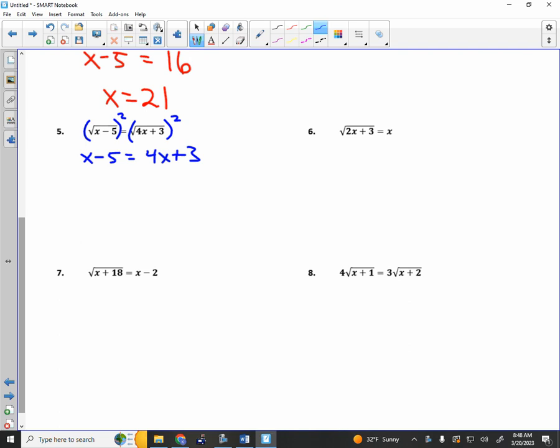I'll subtract the 4x over, and I get negative 3x minus 5 is equal to 3. Then I add the 5 over. I get x is equal to negative 8/3.